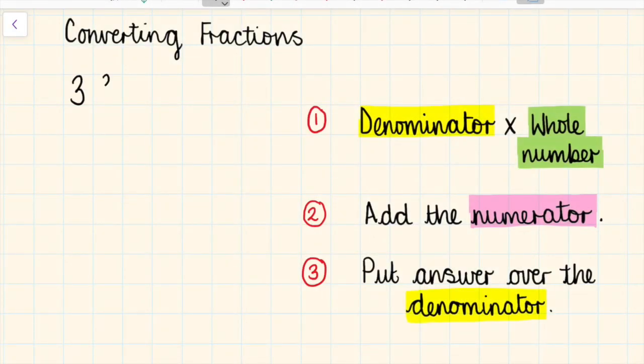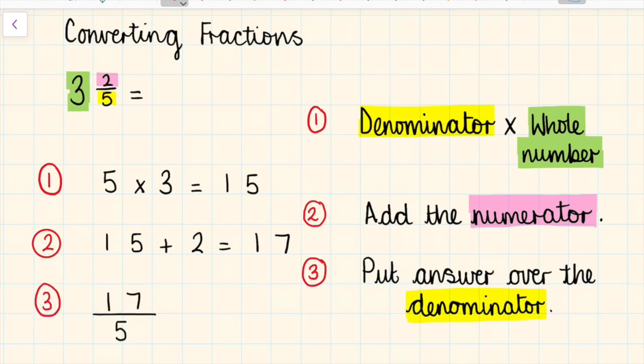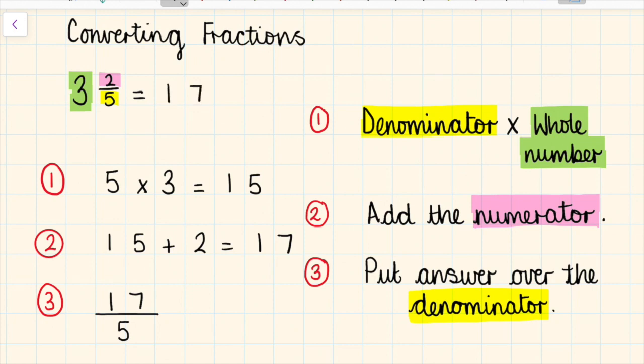We're now going to look at the second example where we've got 3 2/5 and we're going to convert that into an improper fraction. So following the same steps, we're going to take the denominator of 5 and we're going to multiply it by the whole number of 3. So 5 times 3 gives us 15. Second step, we're going to add the numerator, so 15 add 2 gives us 17. And finally, we need to put that 17 over the initial denominator, which in this example is 5, giving us an answer of 17/5. So 3 2/5 is equivalent to 17/5.